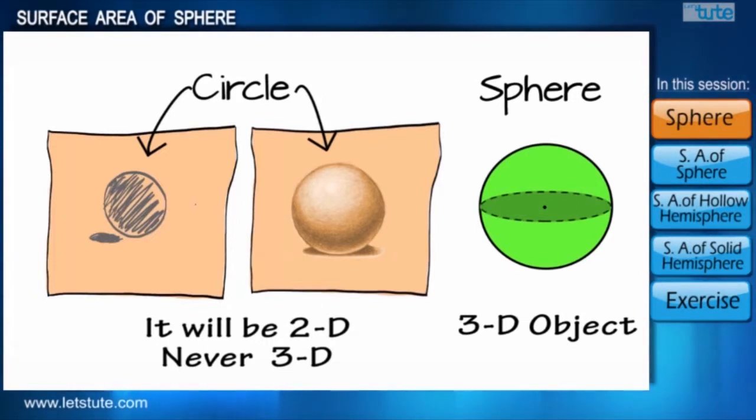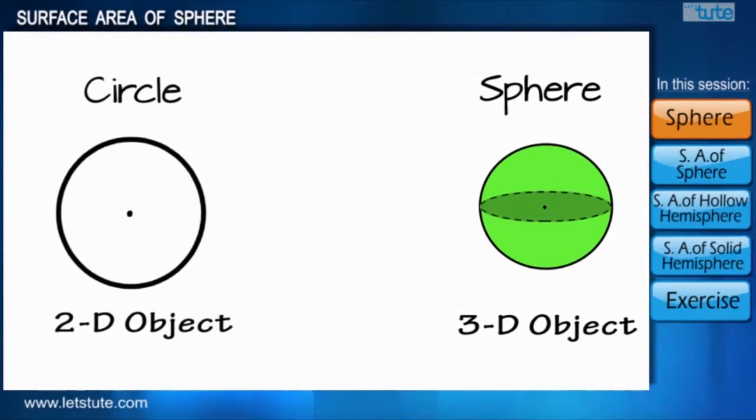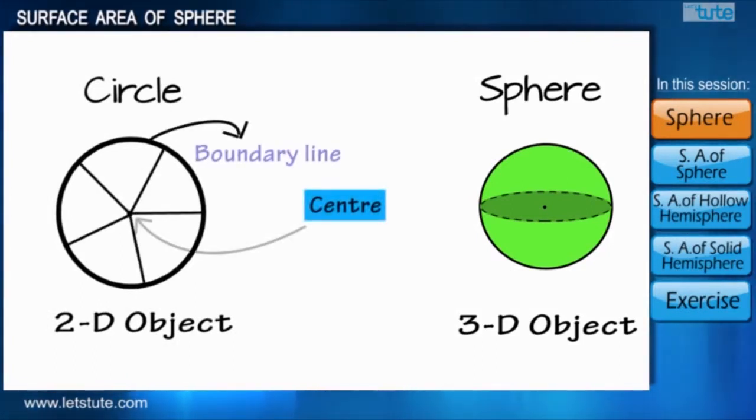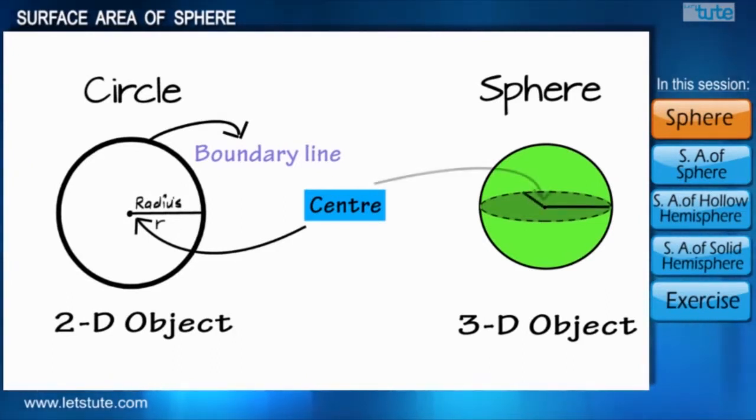Apart from these differences, they do share some similarities. Like in a circle, the distance of each and every point on the boundary from its center is always constant. That distance we know as the radius. Similar would be the case with a sphere. Only here, instead of a boundary, we call it the curved surface.